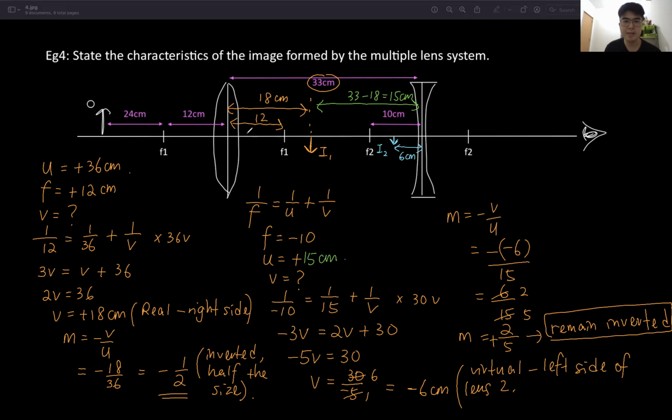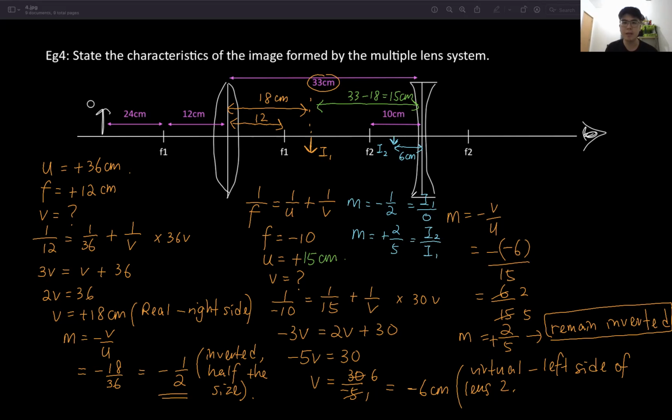So after the first lens, there's a magnification. And after the second lens, you have another magnification. So what is the total magnification? Can we calculate? Yes, we can calculate it. The first lens, M equals minus, like this. This is the magnification of I1 over the object. And the second magnification is positive 2/5. This is the magnification of I2 on top of I1.